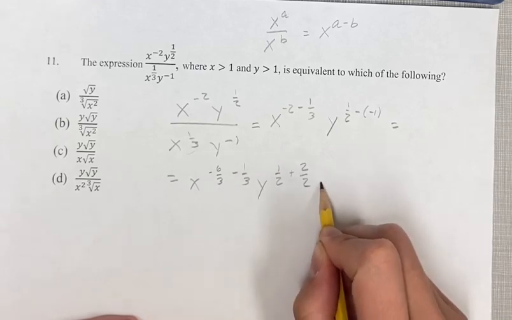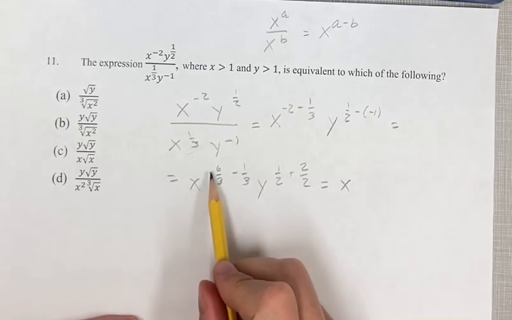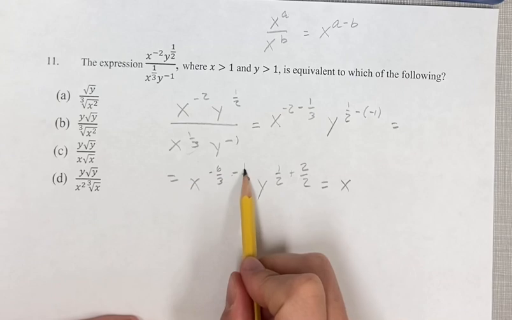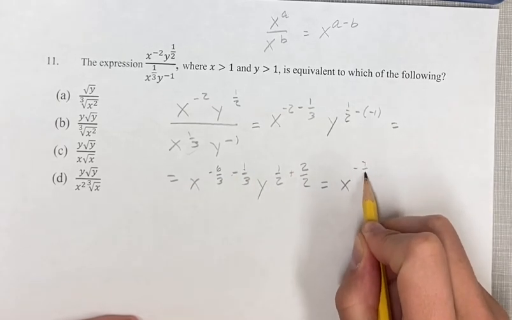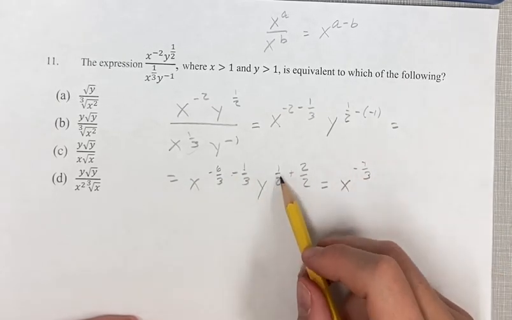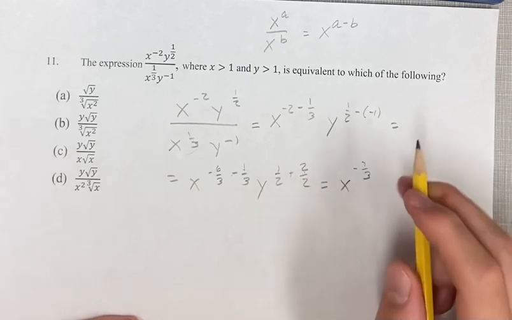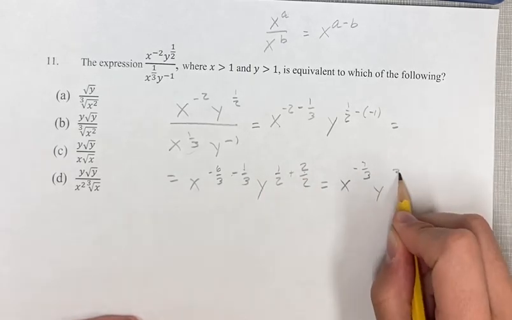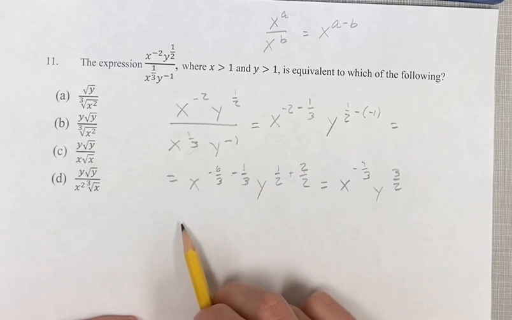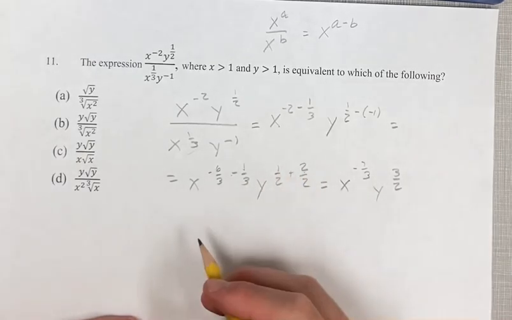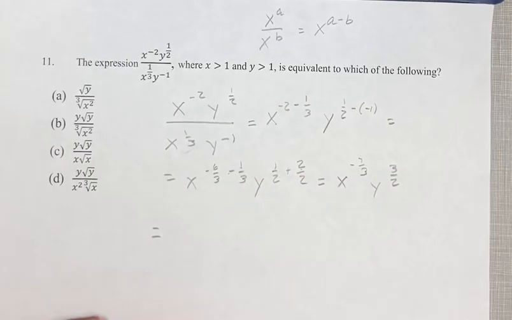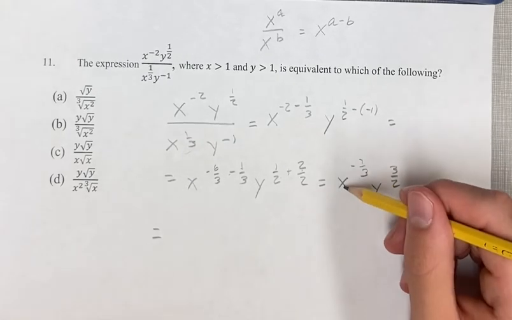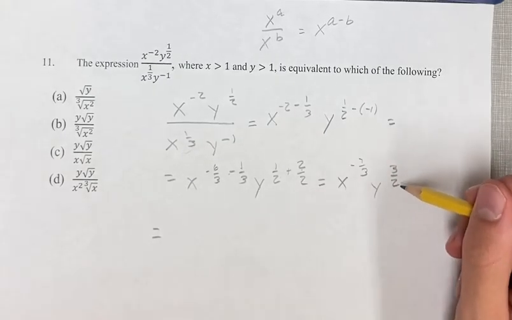Again, getting a common denominator, so we can add these. X to the negative 6 over 3 minus another 1 over 3 is negative 7 over 3, times y to the 1/2 plus 2/2, which is 1 plus 2 is 3/2, right? When you have a common denominator, you add the numerators. And so we have x to the negative 7/3, y to the 3/2.